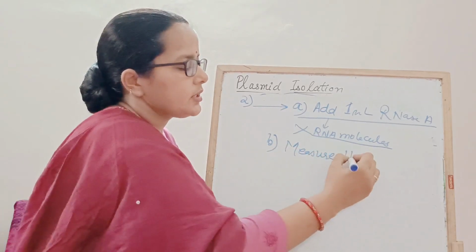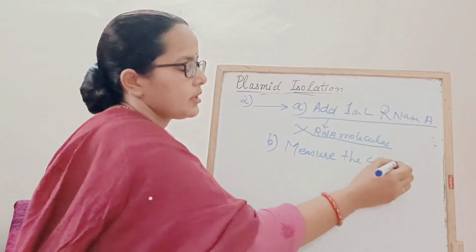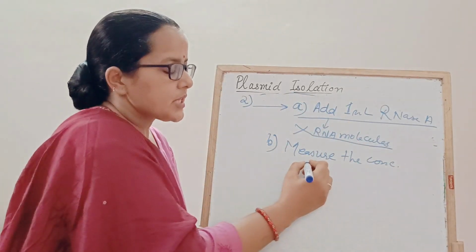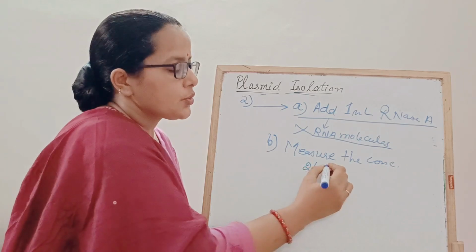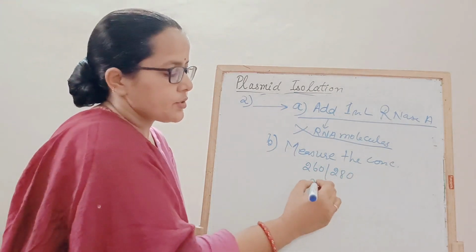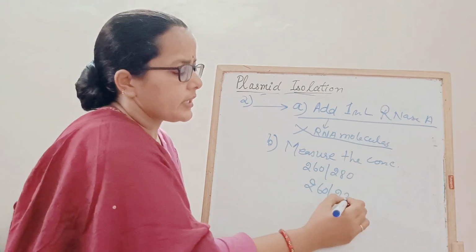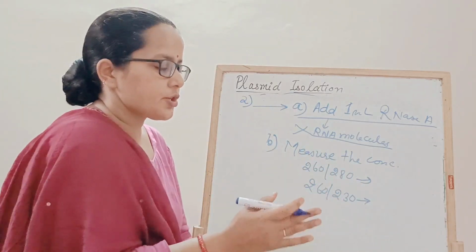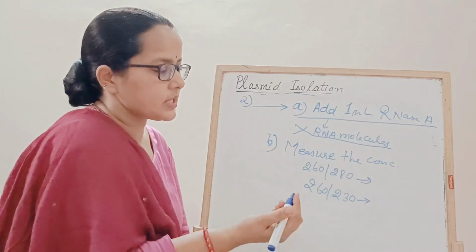You have to measure the concentration. और आपको उसको क्या करना है, उसकी concentration measure करनी है. You have to see the concentration. You have to see the 260/280 ratio. You have to see the 260/230 ratio. Both ratios you have to see.